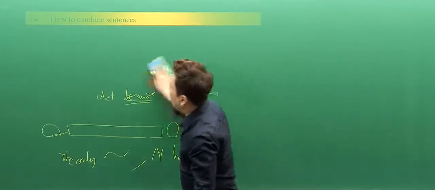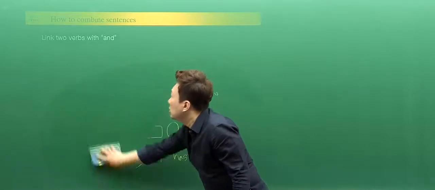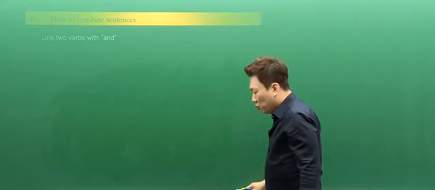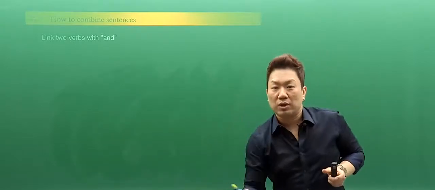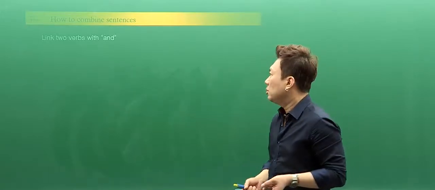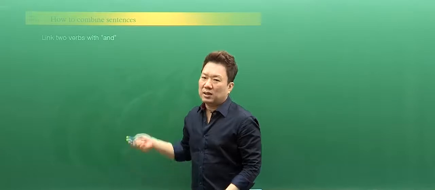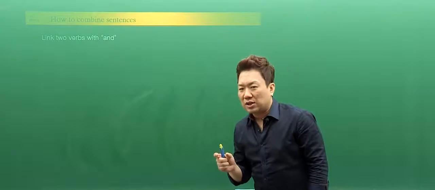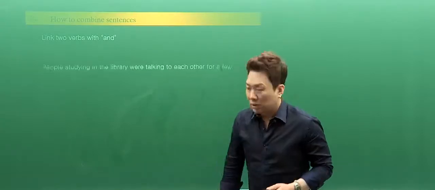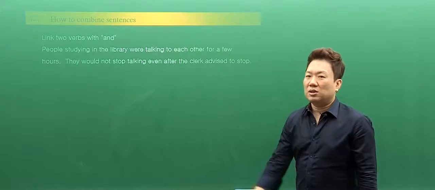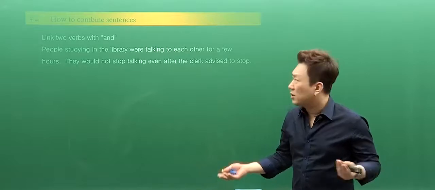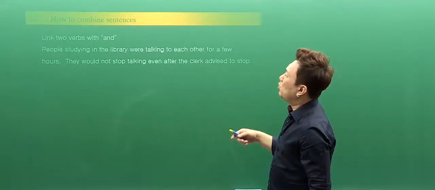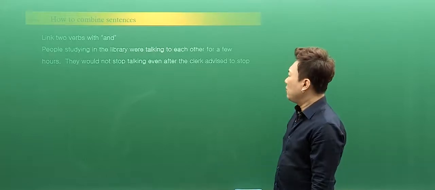Then let's look at another form here. Linking verbs with and. Previously, we watched what? The coordinate conjunction, okay? So you combine two sentences by using coordinate conjunctions. That's true. However, linking verbs with and is a little bit different because we focus more on the verbs. Okay? If two sentences have a common subject, normally we just remove the second subject and combine those two verbs with and. So people studying in the library were talking to each other for an hour, for a few hours.